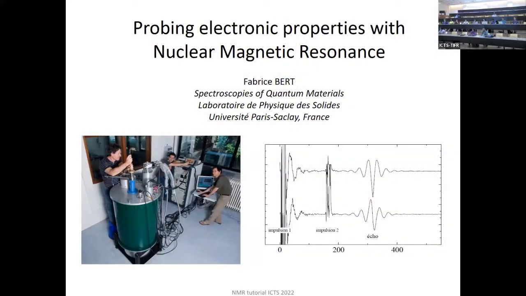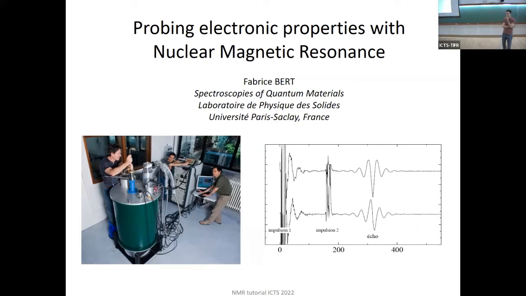Everybody, and so welcome to the second day of our workshop here. The morning sessions will consist of two talks. The first by Fabrice Bert, describing and explaining to us how to probe electronic properties of frustrated magnets employing NMR.